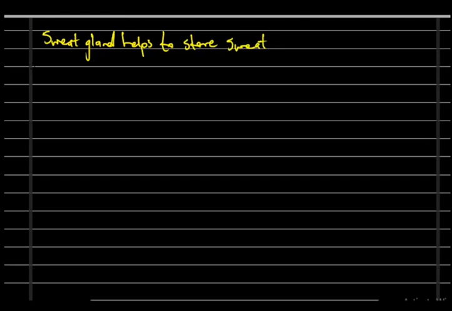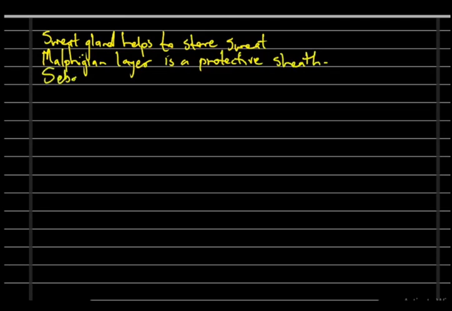And then we have other ones like the Malpighian layer. The Malpighian layer, its own function is to protect the body. So it is a protective sheet that is found in the body. We have the sebaceous gland. Sebaceous gland, and its own function is to produce sebum. To produce or to secrete sebum, that is its own function.